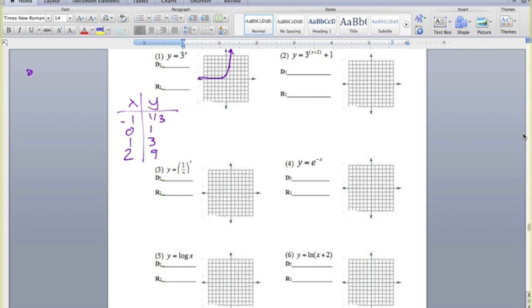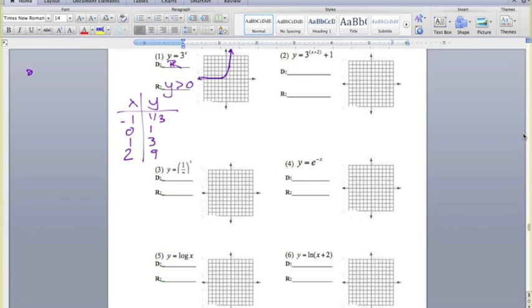Domain and range. Domain for an exponential is all reals. We can plug in any x value we want. It will become very large very quickly, but we can plug in any x value we want. Our range is limited though. We're never going to get anything below the asymptote. That asymptote exists at 0 in this problem, so we are only going to get values greater than 0.